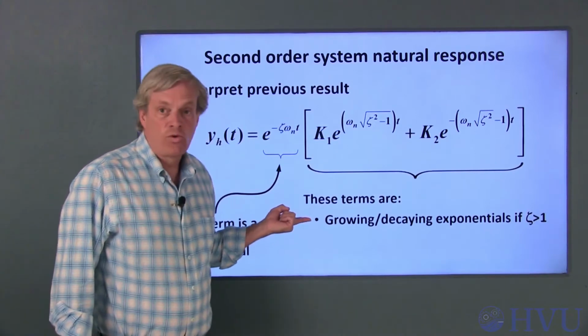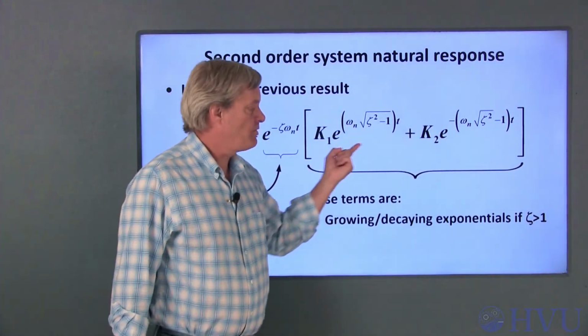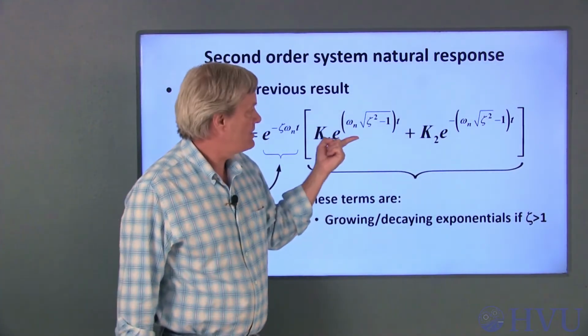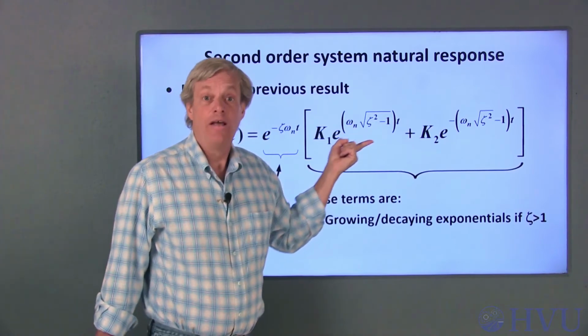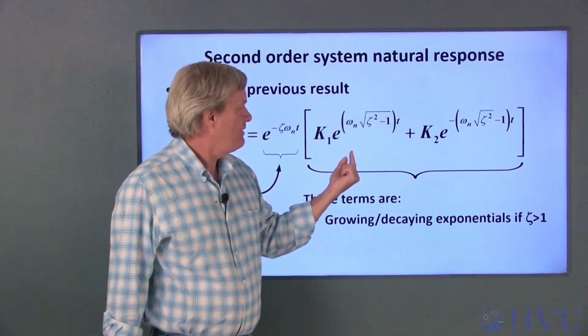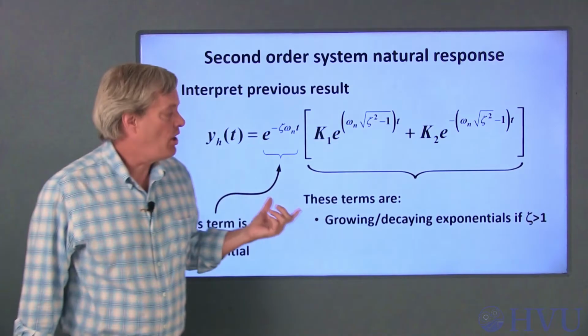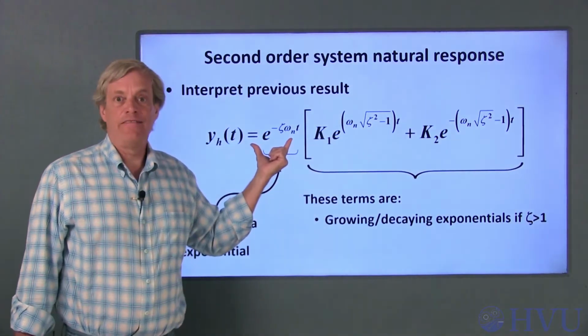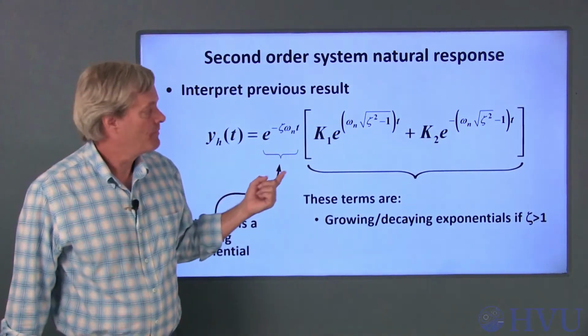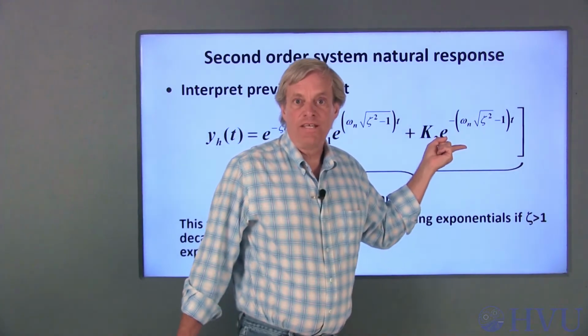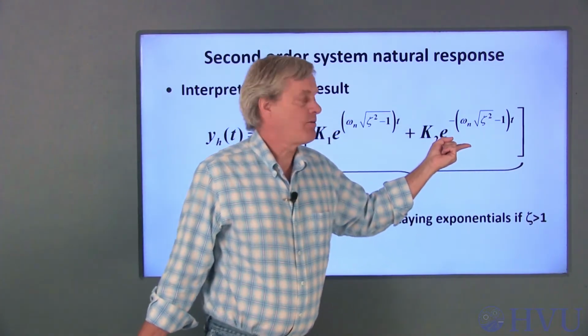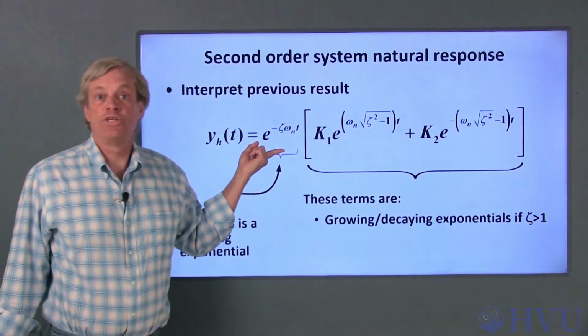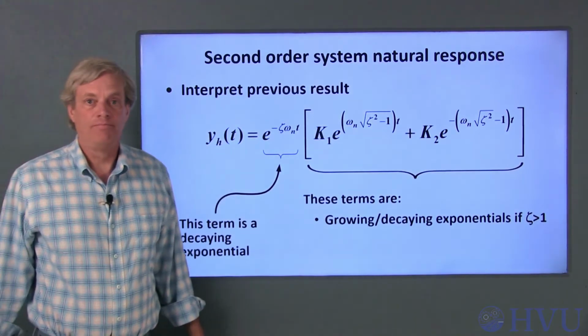If zeta is greater than 1, this term grows exponentially with time since the exponent's positive. This term can grow rapidly if zeta is large, but it will always grow more slowly than this exponent decays. This exponential term decays exponentially with time, so the product of this term and this term should decay relatively rapidly.